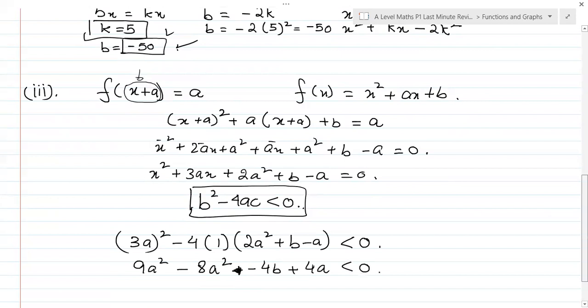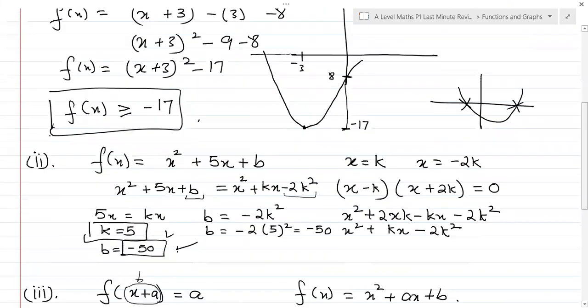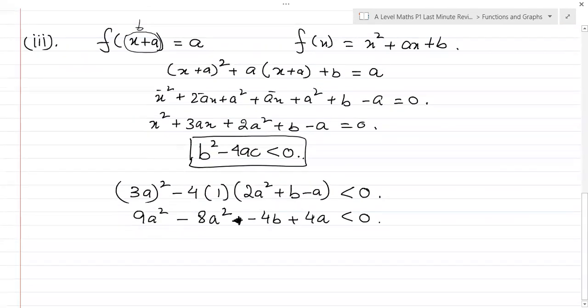And we have to make a squared the subject.